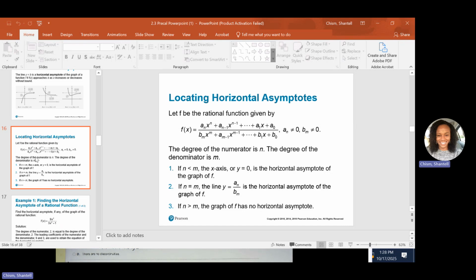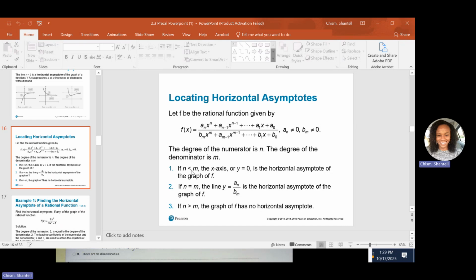So it says, let f be the rational function given by, and this is just where you have some polynomial function on top divided by some polynomial function on the bottom, okay? One of the first things that you have to do in order to determine if we have horizontal asymptotes is identify the degree of the numerator and the degree of the denominator. When I say degree, I mean the highest exponent. So the degree of the top and the degree of the bottom.